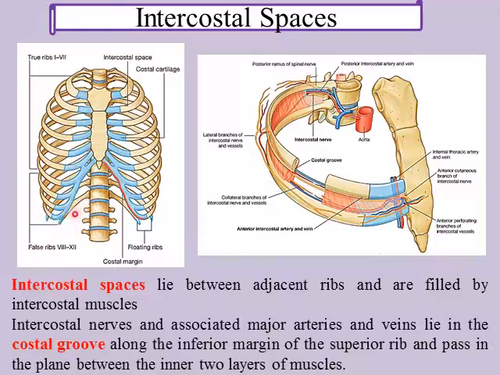What is this space? This is called the subcostal space, no longer intercostal because there is no lower rib. So the space below the 12th rib is called the subcostal space, not intercostal space. And here we begin the abdomen. So this is the subcostal space.